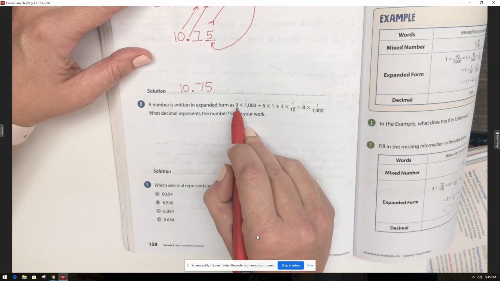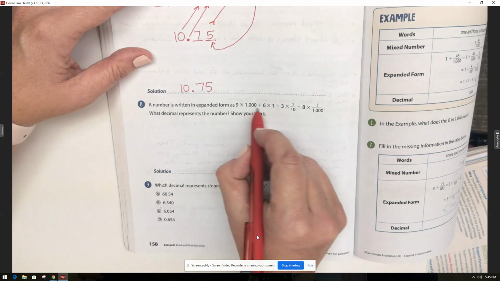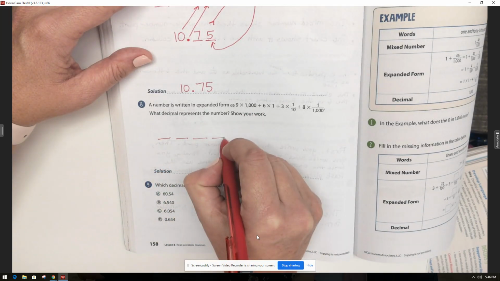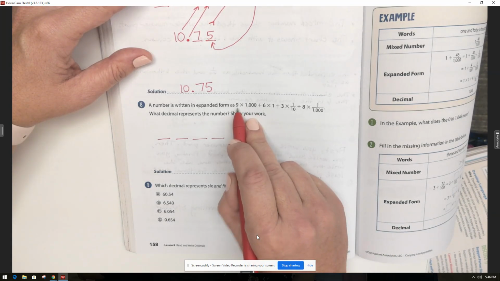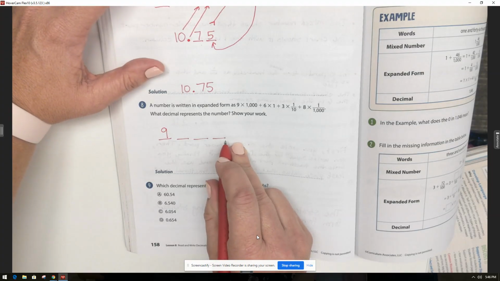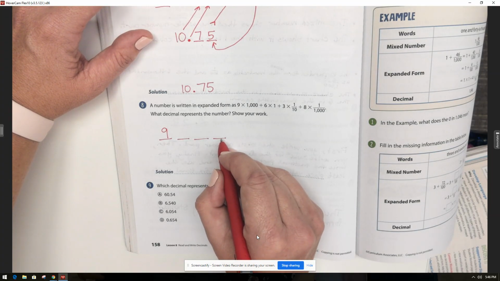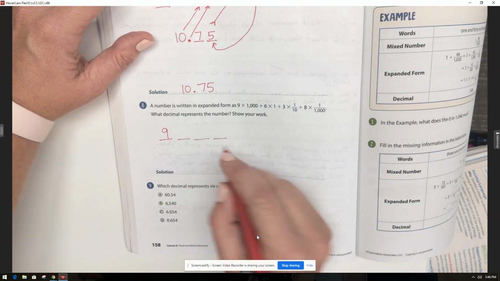So we know that we're at least going to have 4 digits next to the decimal because we've got 1,000. So we're going to go 1, 2, 3, 4. And we know how many thousands do we have? We have 9. So that 9 is going to go in our thousands place. And then what always goes next to the ones place? Because we have our thousands, hundreds, tens, ones.